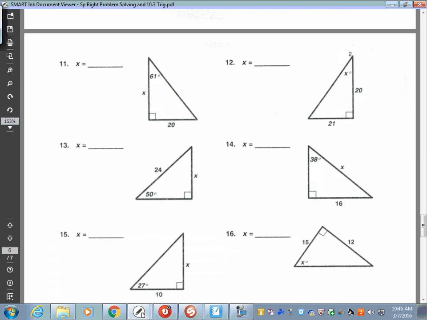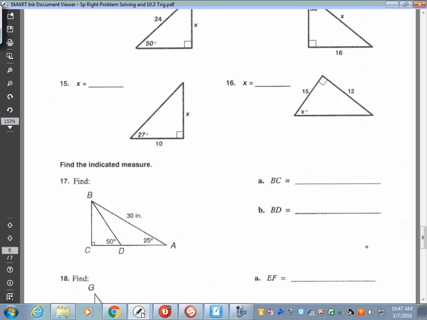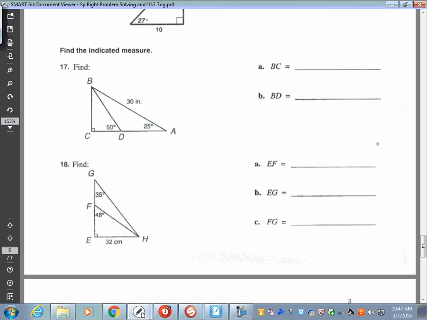So, again, we have more of following the steps: circling the angle, labeling the parts, writing the equation. All right, I need to go to more difficult. Let's go to 17 and 18. This is a little bit more difficult.